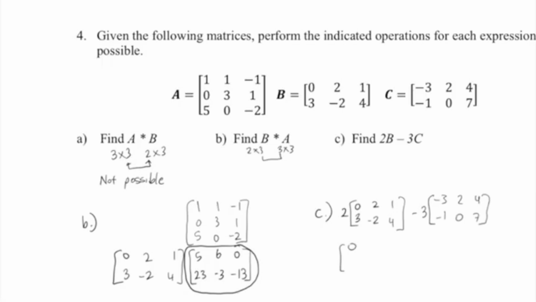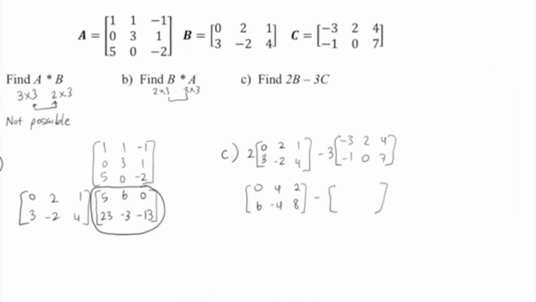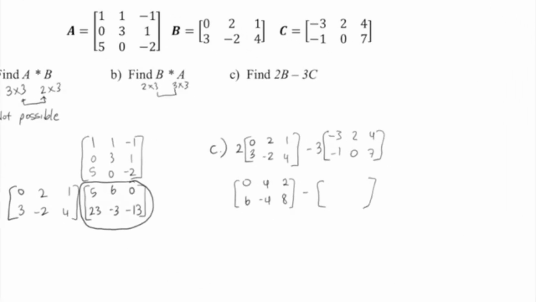So this is called scalar multiplication. We're just going to multiply every entry in B by 2. And then multiply all the entries in matrix C by 3. And then subtract.